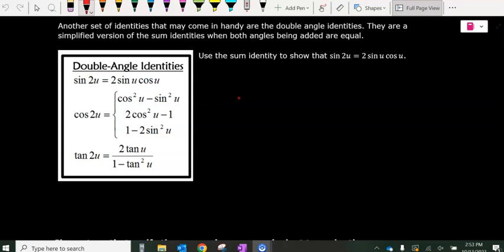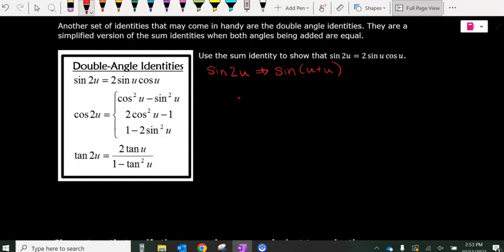from. So the sine identity, as it says right here, use the sum identity to show that sine 2u is equal to 2 sine u cosine u. So in order to do that, we can take sine 2u and we can rewrite that as sine u plus u, because that's using our sum identity.